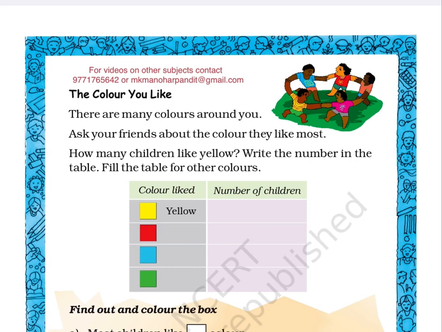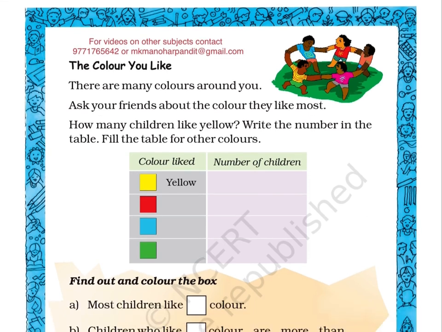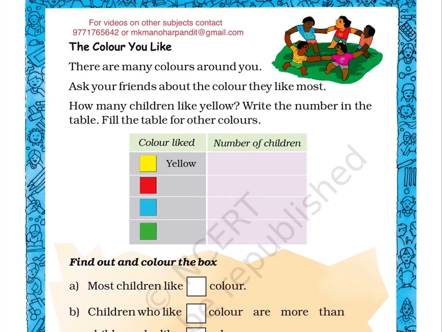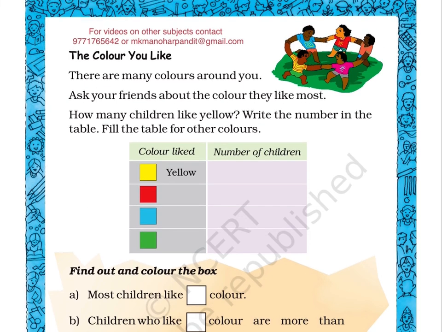Row 3, column 1 has a picture of a blue square box and column 2 has space for writing the number of children liking blue color. Row 4, column 1 has a picture of a green square box and column 2 has space for writing the number of children liking green color.